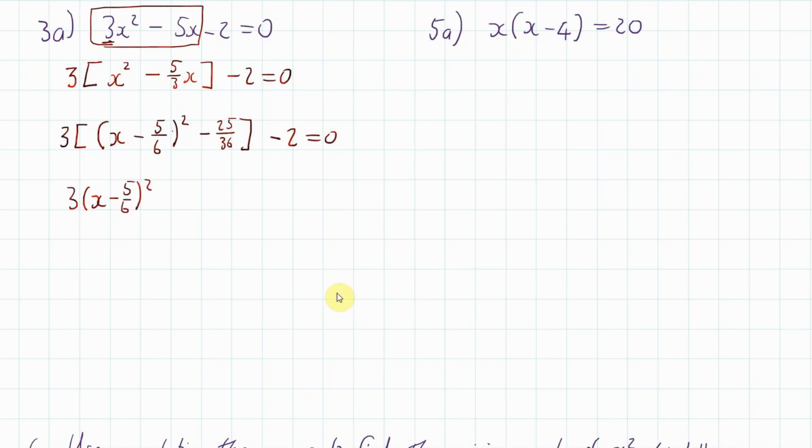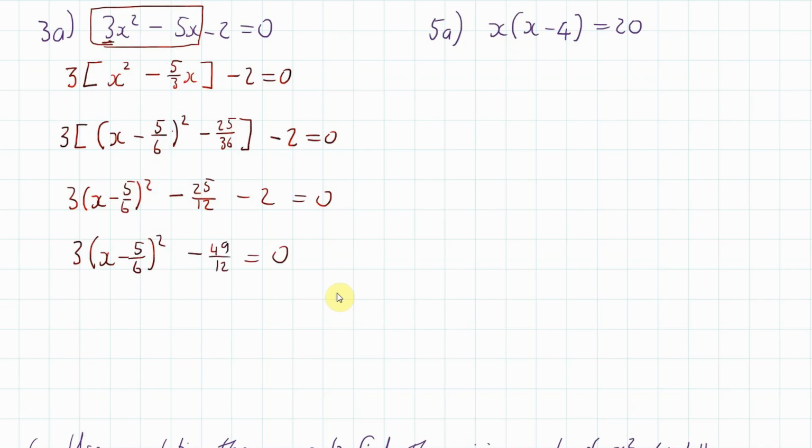squared. Now we've got to do 3 times 25 over 36. What the heck is that? That's 25 over 12. So it's going to be minus 25, because you can see the 3 will cancel out some of the 36, right? Over 12. Minus 2 equals 0. So we go that minus 25 over 12 minus 2. And that gives us, let's just chuck that in the calculator. You can do that. What do we get? I'm getting minus 49 over 12. So we'll get 3 into x minus 5 sixths squared minus 49 over 12 is equal to 0.